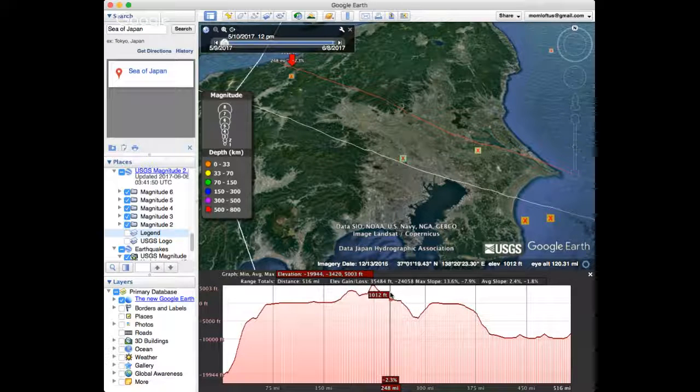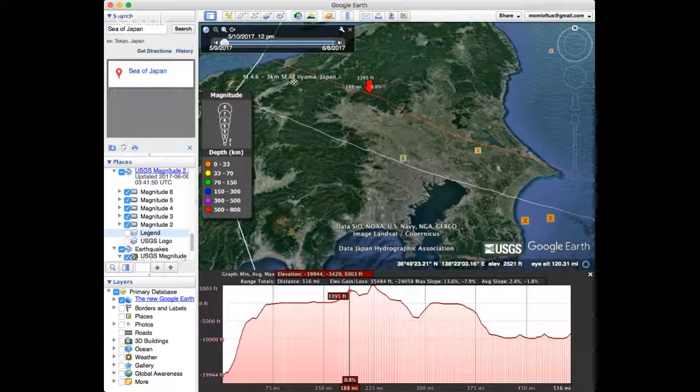Okay. How about the other one? Well, it says to note the size of the earthquake as well. So what was that, the 4.5? Mine's showing 4.6 magnitude. Okay, yep, there we go. 4.6 magnitude. All right, so that one's high above sea level.